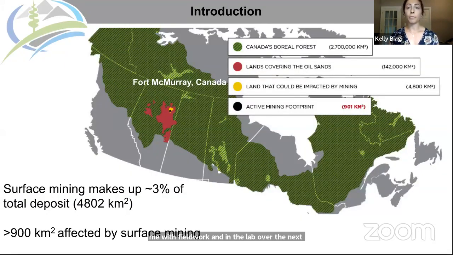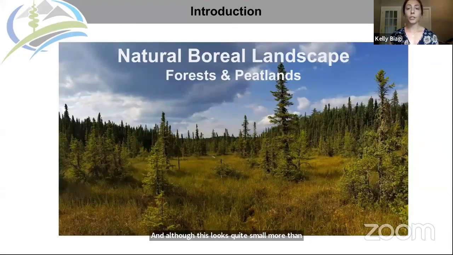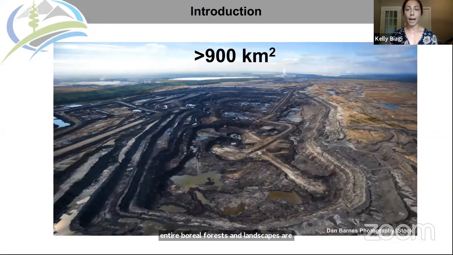So many of you are familiar with the Athabasca oil sands region, which is the red area here in Alberta, Canada, where surface mining for bitumen makes up 3% of that area, which is the yellow spot in there. And although this looks quite small, more than 900 square kilometers have been affected by this mining. During the surface mining process, entire boreal forest and peatland landscapes are completely removed and dug down up to 100 meters to access the oil sand deposit.